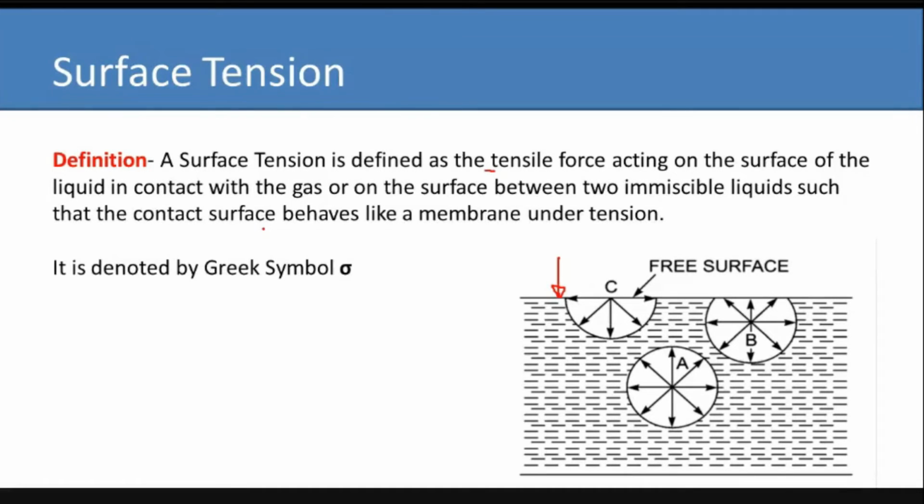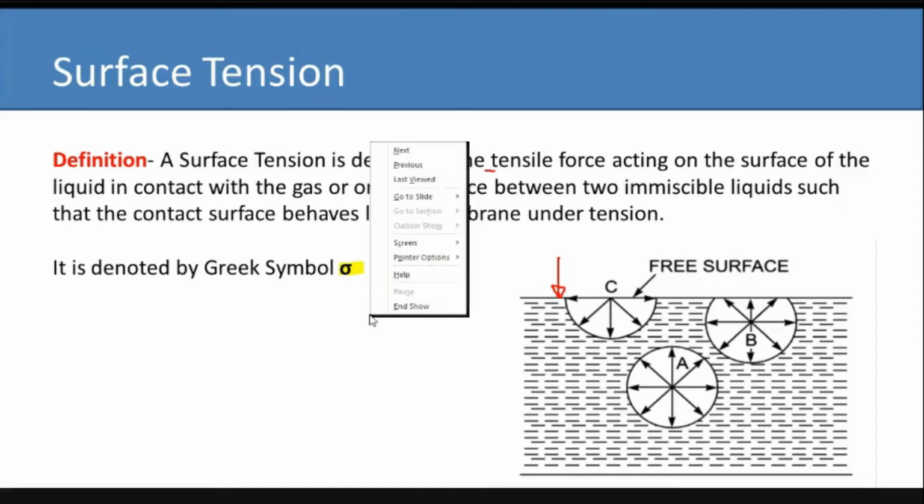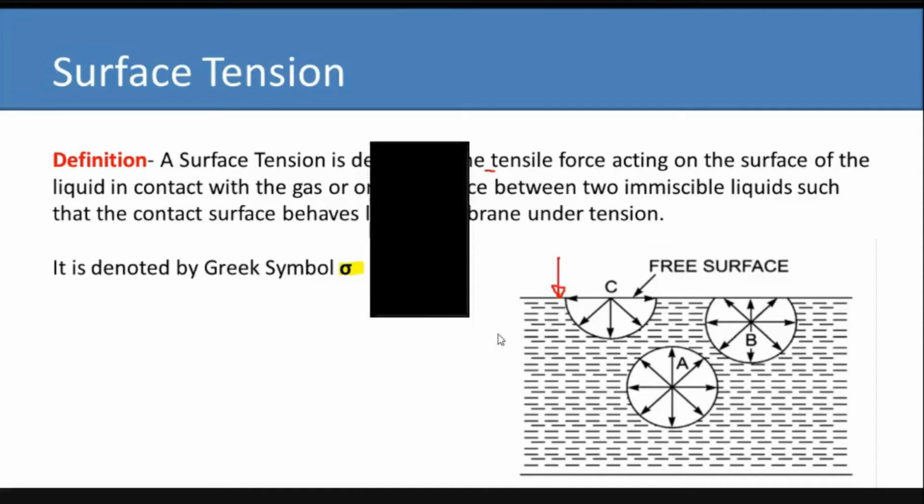So the tensile force acts in such a way that the contact surface behaves like a membrane under tension. That property is nothing but surface tension. This surface tension is denoted by the Greek symbol sigma.